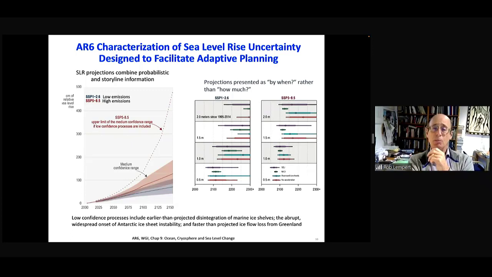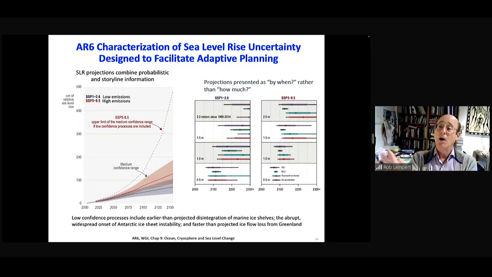The AR6 IPCC report tried to pick up some of these ideas in a fairly substantial way. This is how AR6 Working Group One tried to characterize sea level rise projections. On the left, you see a probabilistic range of sea level rise projections going out to 2150. And then there are these high-end storyline estimates, which don't have probabilities on them, but are described by what we know about the sorts of processes that would lead to the conditions that would give you this essentially out-of-sample sea level rise.